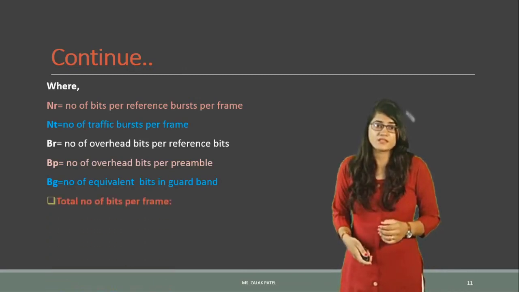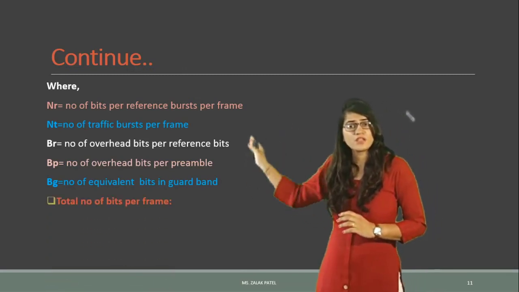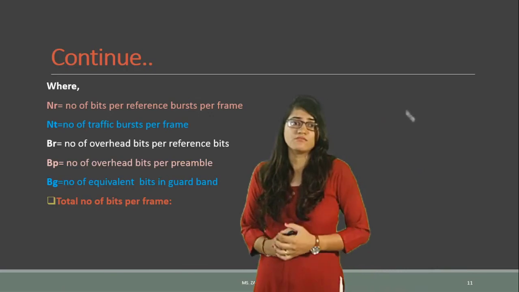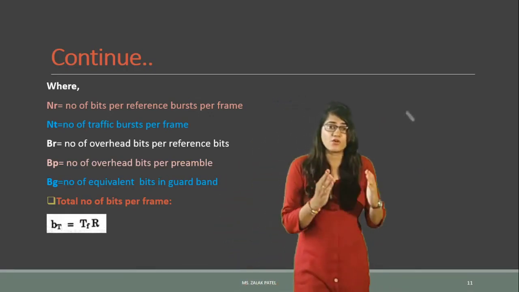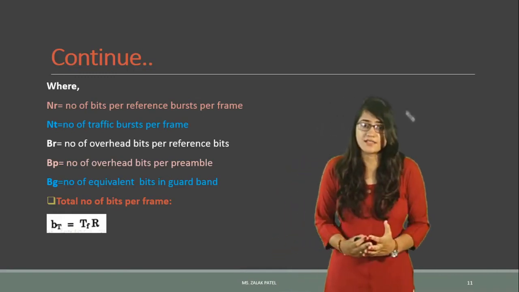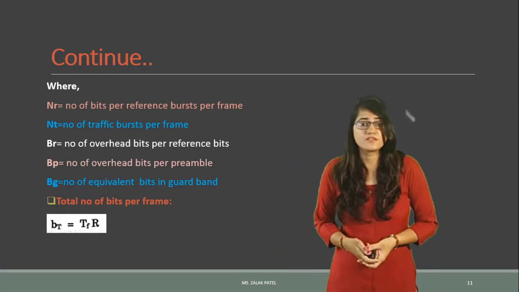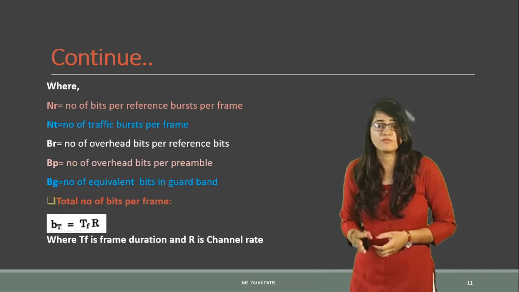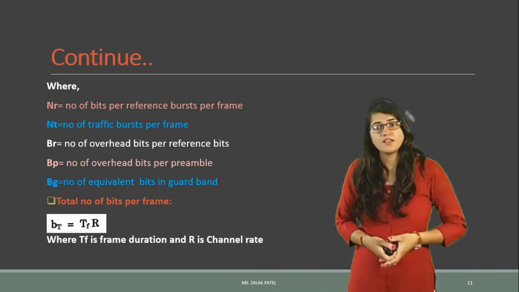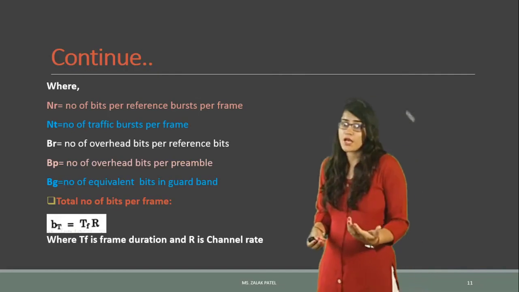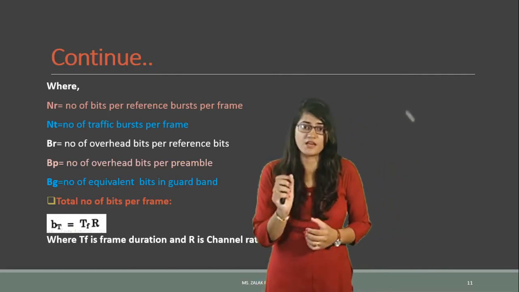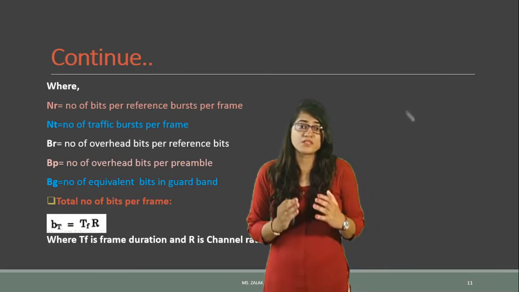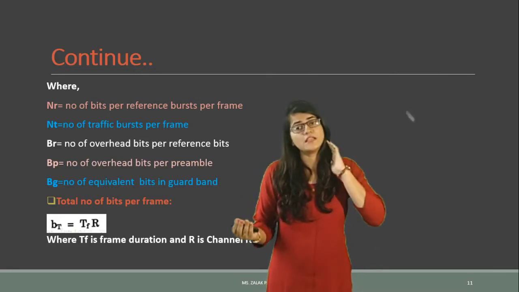Now, using all these terms, one can calculate the total number of bits per frame. For calculating the total bits, Bt is equal to Tf times R, where Tf is the frame duration and R is the channel rate. We can also calculate the channel rate by dividing by the time period. By using all these terms, we can calculate the TDMA frame efficiency.